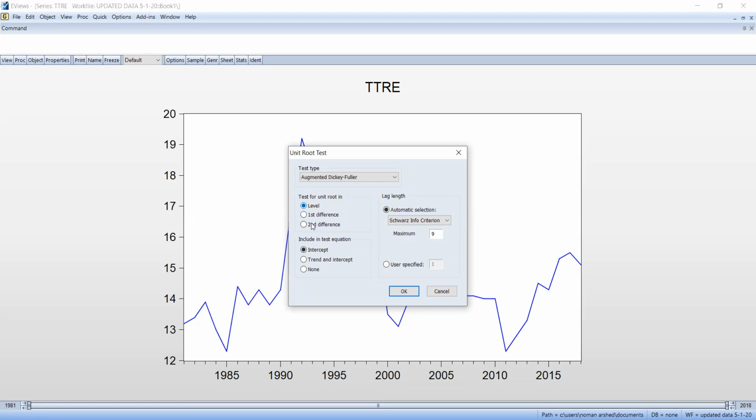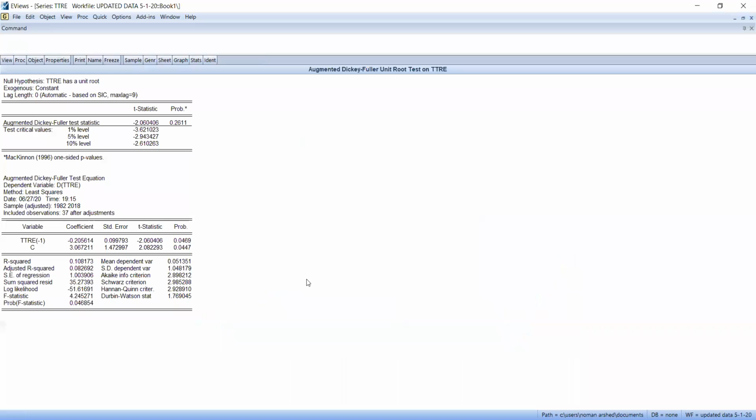First of all, I will check it at level and intercept, because the graph is showing that it should be intercept. When I open it up, in good software you don't have to remember how to interpret. All you need to do is see the null hypothesis. Here the null hypothesis is that the TRE variable has a unit root, meaning it is non-stationary. Here the probability value is greater than 0.05. This confirms that the variable is non-stationary at level, because we checked it at level.